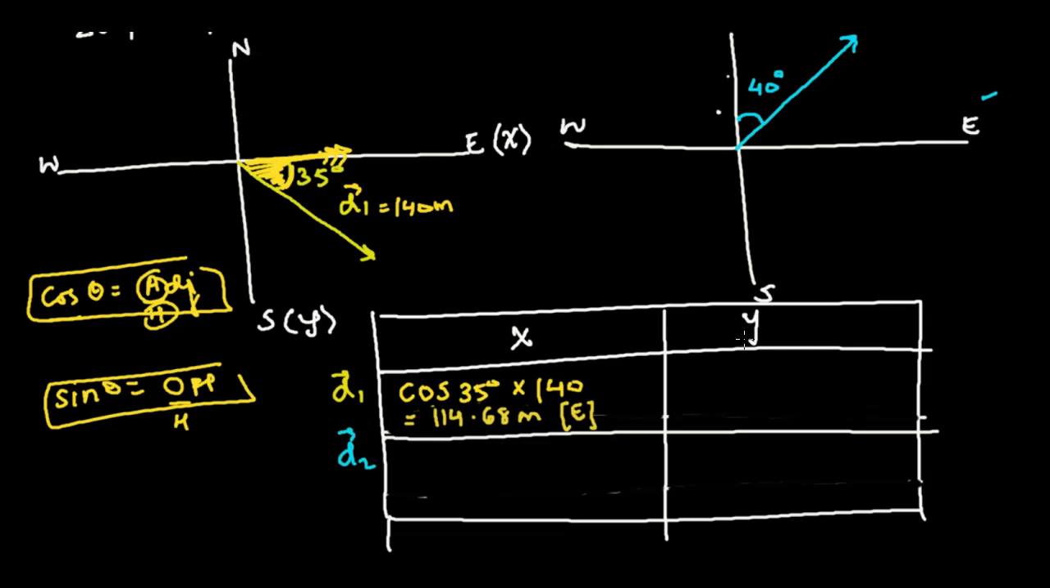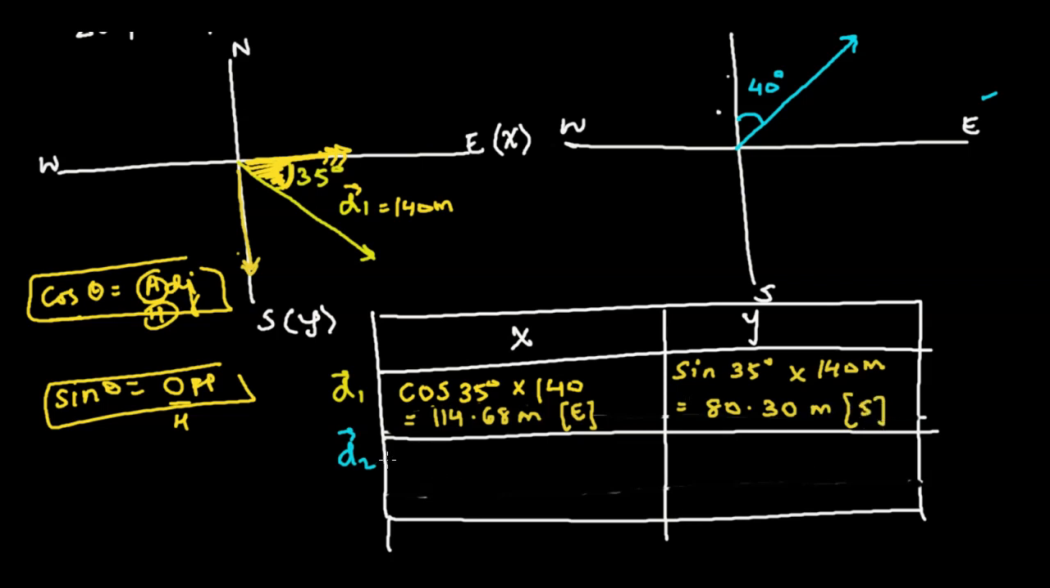Now going to the y component for vector d1, because this vector lies in between east and south, its y component will lie on the south axis. And since south is opposite to the angle 35, we would use sine of 35 times the vector value, which is 140 meters. This gives us 80.30 meters in the direction of south.